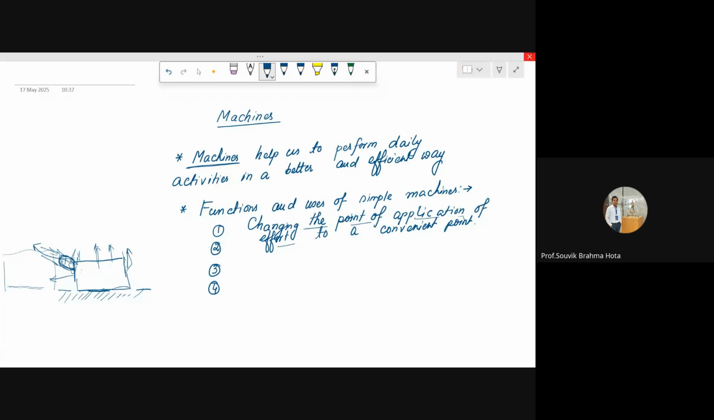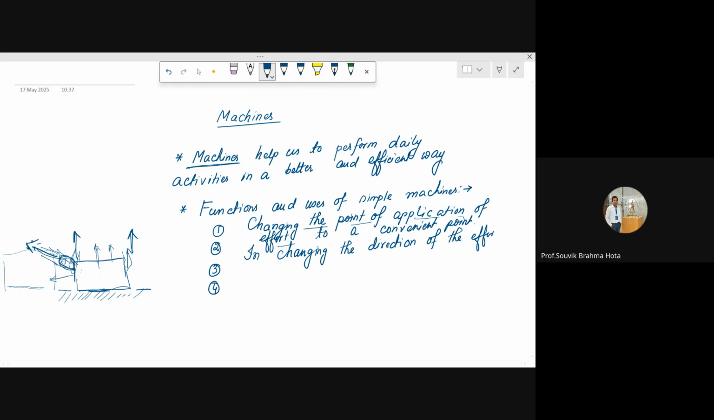Okay, so this is the first thing that machines do: it changes the point of application of the effort. Next, changing the direction of the effort. Suppose initially we are applying effort in this direction, upward direction. Now we have done it in this direction. So we have changed the direction also. Machines help us to do it.